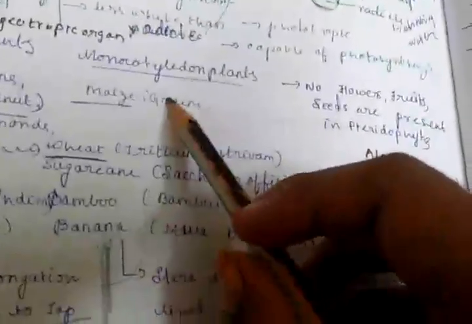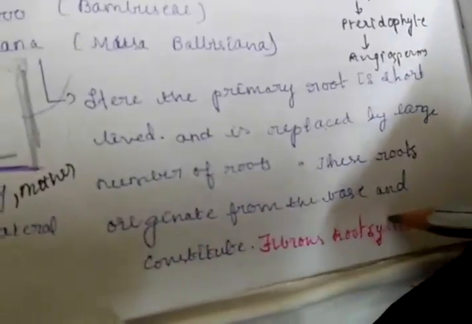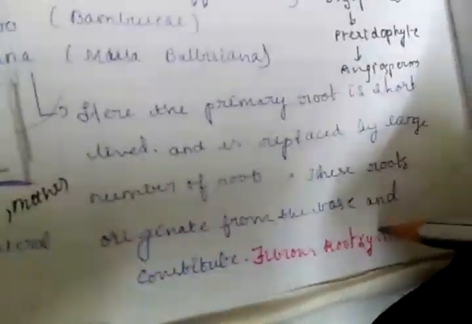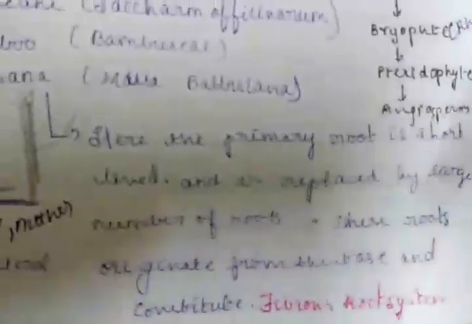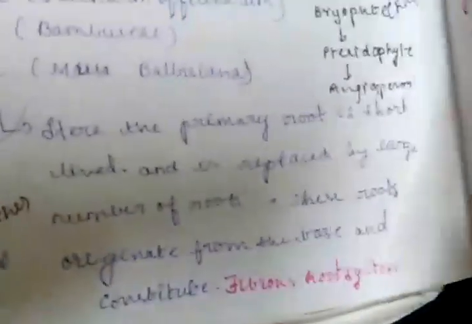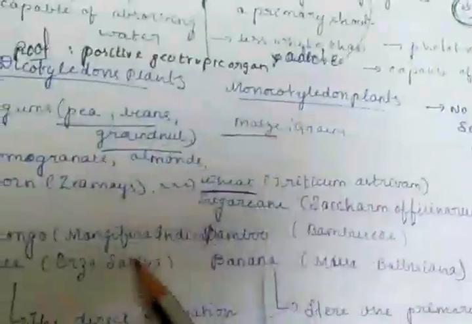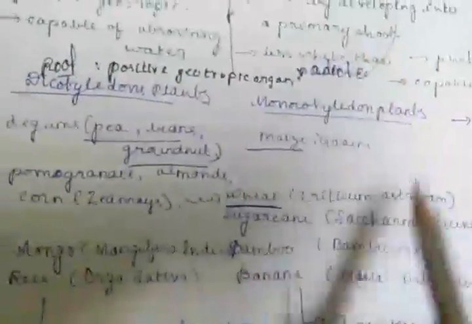Why did I tell you these? Because the taproot system is found in dicotyledon plants, whereas in monocotyledon plants we can find the fibrous root system. If we observe the root system, we can say, if we see the plant and it has two cotyledons, it has a taproot system. If it has a single cotyledon, it has a fibrous root system. That's why I told you about dicotyledons and monocotyledons. Okay, it is the purpose of learning about these two also.